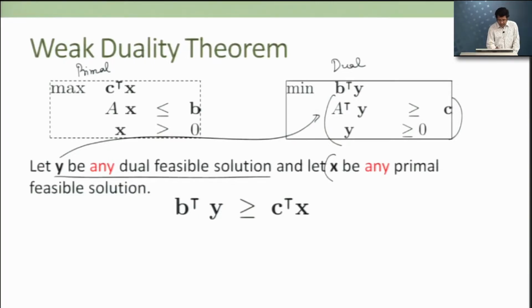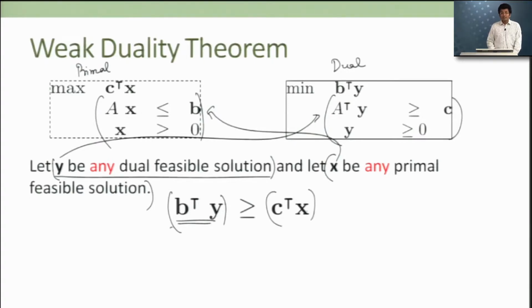Likewise, let x be any primal feasible solution. So x need not be optimal. x just satisfies the primal constraint. What we are saying is that the objective value that y achieves, it may be suboptimal, but the objective value it achieves is greater than or equal to the objective value x achieves. Okay, picture. All right, so here's how the picture looks.